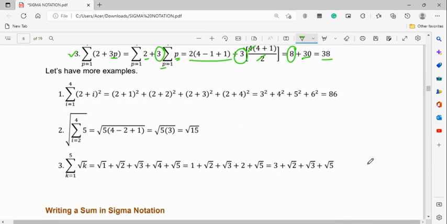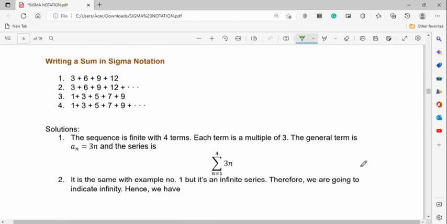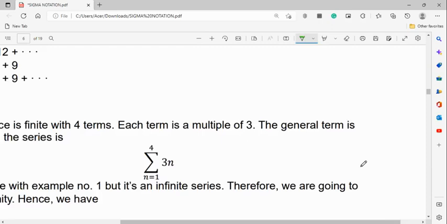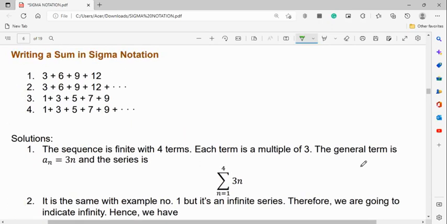All other examples are found here. Okay? And you can just check that out. Now here, how do you write? Writing a sum in sigma notation. Kapag hindi natin nakita yung ellipsis class, then ika-count lang natin kung ilan yung terms. 1, 2, 3, 4. Kaya ito ay 4.